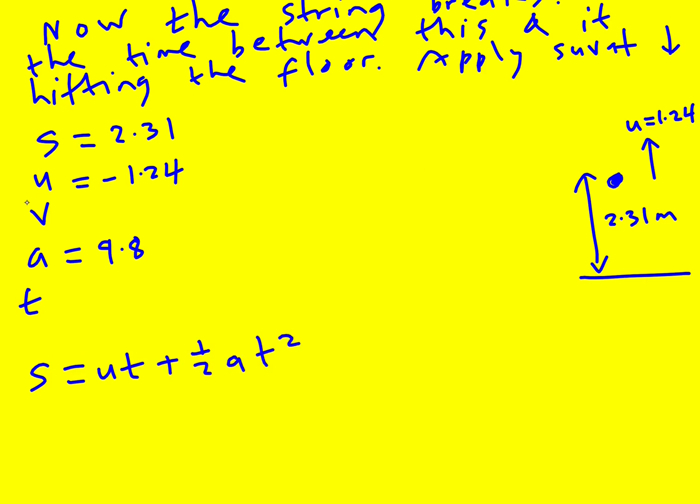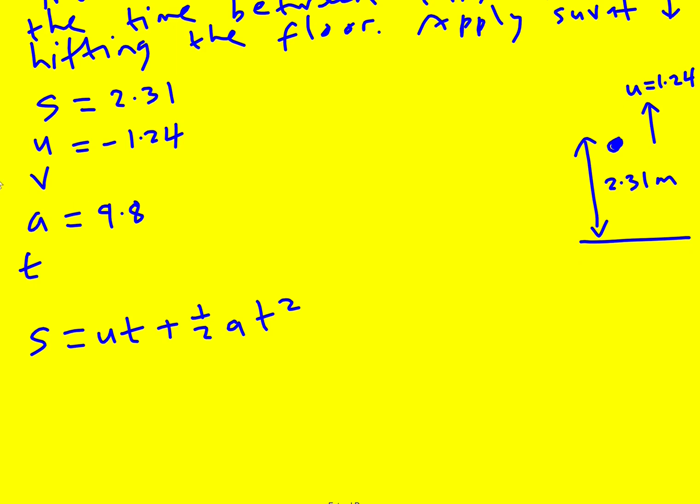You can alternatively find v, and then v squared equals u squared plus 2as, and then use that to help find t, because you could use v equals u plus at after that, or one of the other ones. But I'm going to avoid finding v. We're not asked for it, so I'm going to go straight into it. 2.31 is equal to minus 1.24 t plus 4.9, because that's half of 9.8, times t squared.